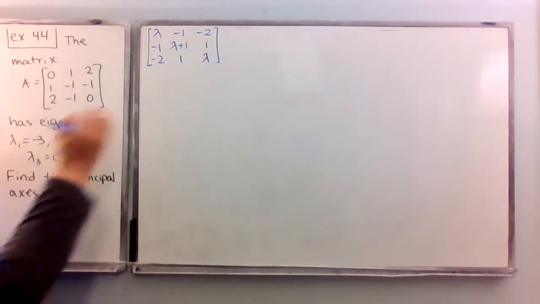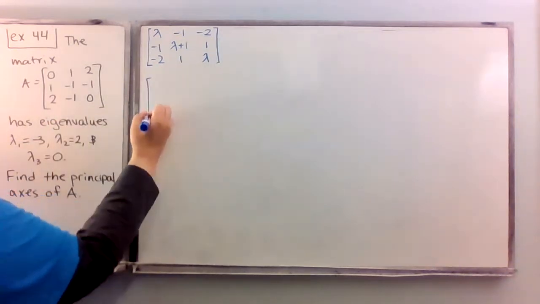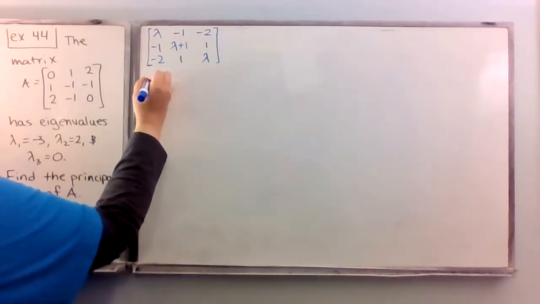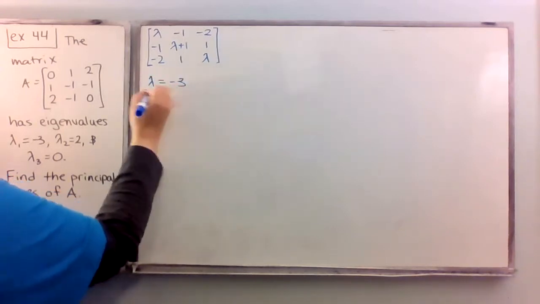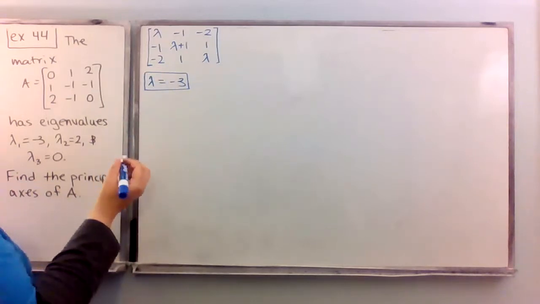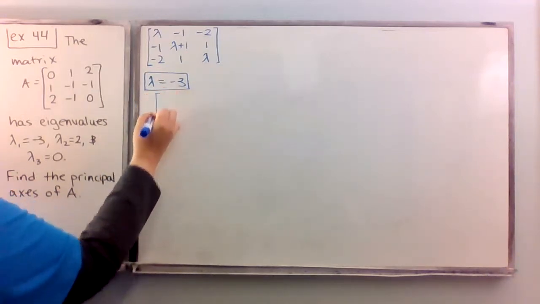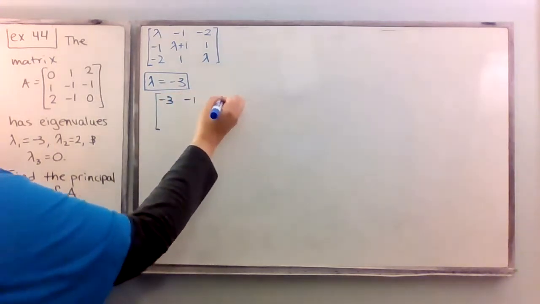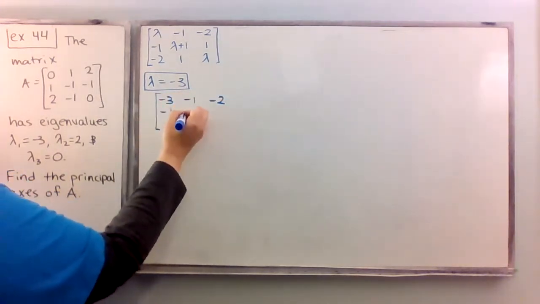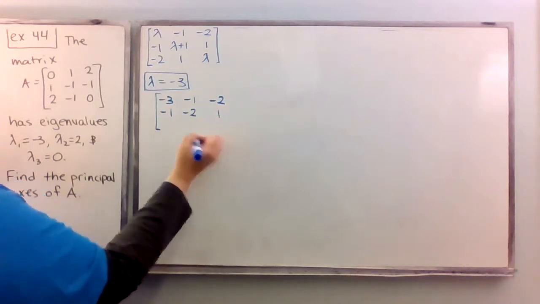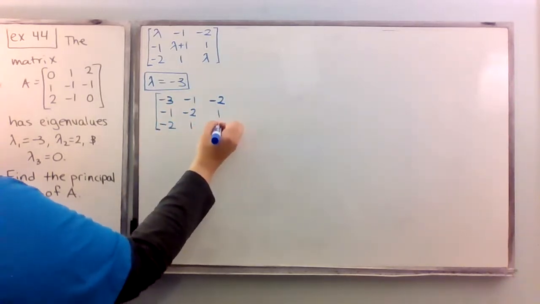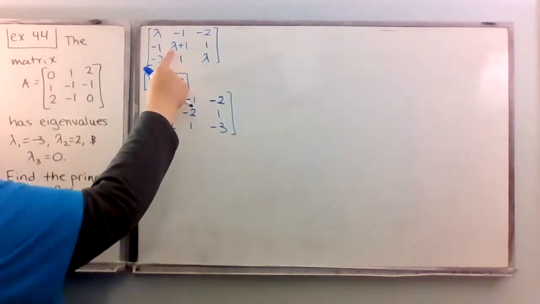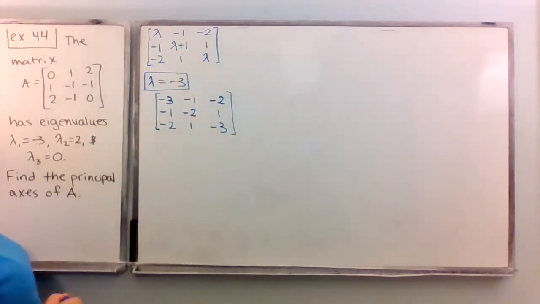So let's throw in -3. So lambda equals -3, so I know which one I'm doing this for. I found the squeaking marker again, I apologize. So we're going to get -3, -1, -2, -1, -2, 1, -2, 1, and -3. And I just got this -2 because I did -3 plus 1, and that gave me the -2.